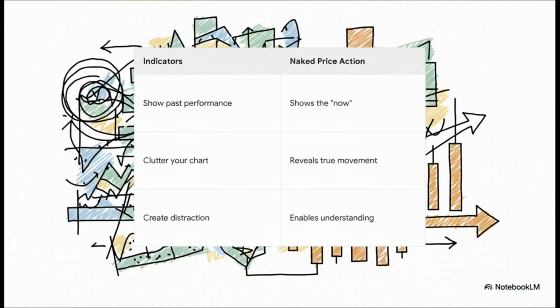So let's just break this down. On the one hand, you have indicators. They're always looking in the rearview mirror. They're telling you what has already happened. And this can seriously clutter up your chart and just create a ton of distraction. But on the other hand, you've got naked price action. And that's all about the now. It strips away all the noise to show you what the market's true movement is, which lets you actually understand what's going on.